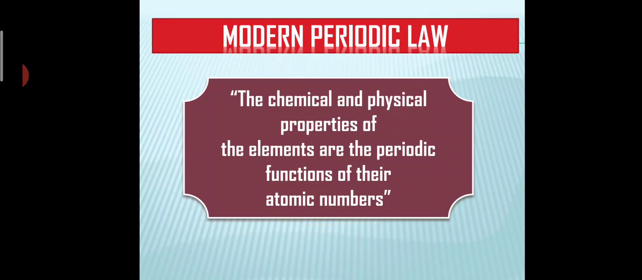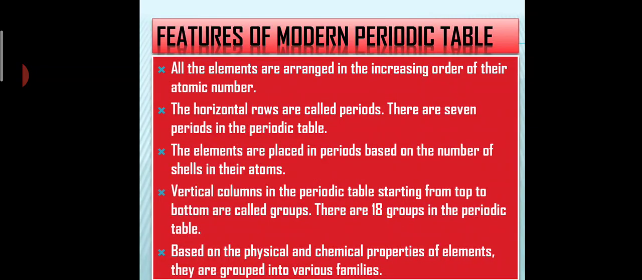So atomic number is always represented as Z. And it indicates the number of protons or the number of electrons. Then the physical and chemical properties of the elements depend not only on the number of protons but also on the number of electrons and their arrangement in atoms. So on the basis of that, this law was given by Henry Moseley.